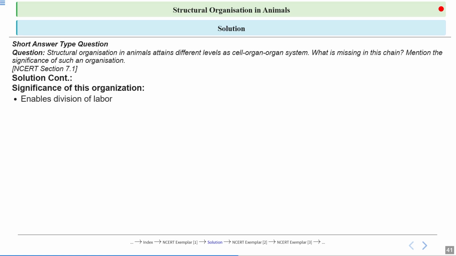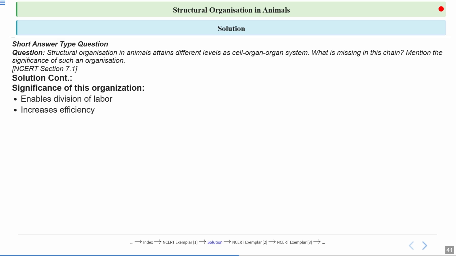Now, what is the significance of this type of organization, that we have the cellular level of organization, tissue level of organization, organ and organ system? What is the significance of this? It enables the division of labor. A lot of work is there. You divide the work among different people, and in that way the efficiency of the work increases. The same thing we see in our body organization, and that is called enabling division of labor.